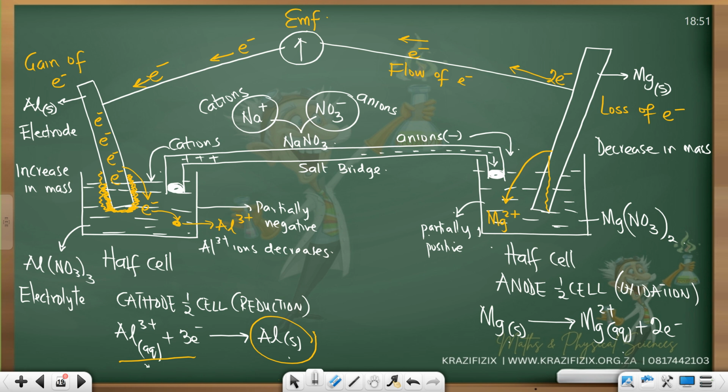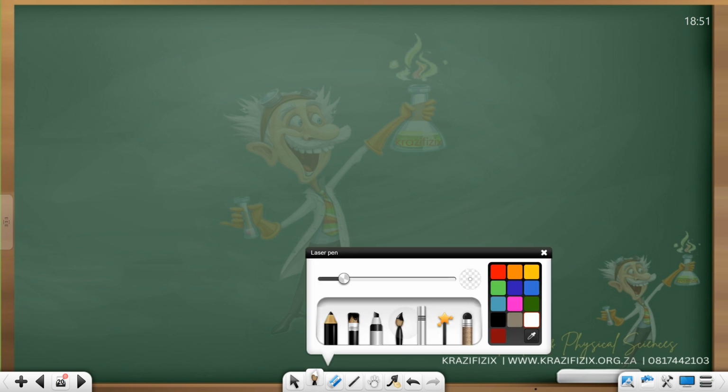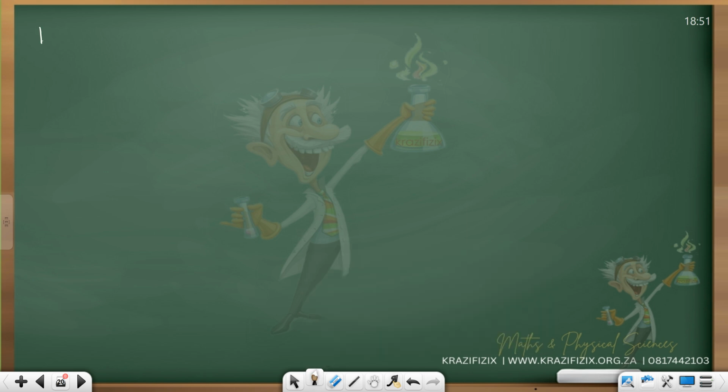Look at this love story, guys. I want to quickly check, what will be the EMF of this cell? Let's calculate it. It's 4 marks. EMF. What do we say? E cell equals what? E cathode minus E anode. What is the value of the cathode? Which one is the cathode again? Aluminium. Please check the value for me, negative 1.66.